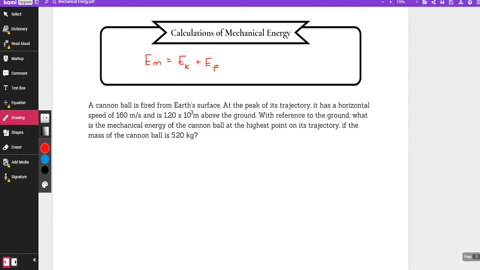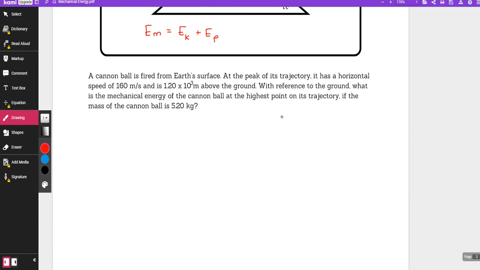So we have a cannonball is fired from Earth's surface. At the peak of its trajectory, that's important, it has a horizontal speed of 160 meters per second and is 1.2 times 10^3 meters above the ground. With reference to the ground, what is the mechanical energy of the cannonball at the highest point of its trajectory if the mass of the cannonball is 5.2 kilos?